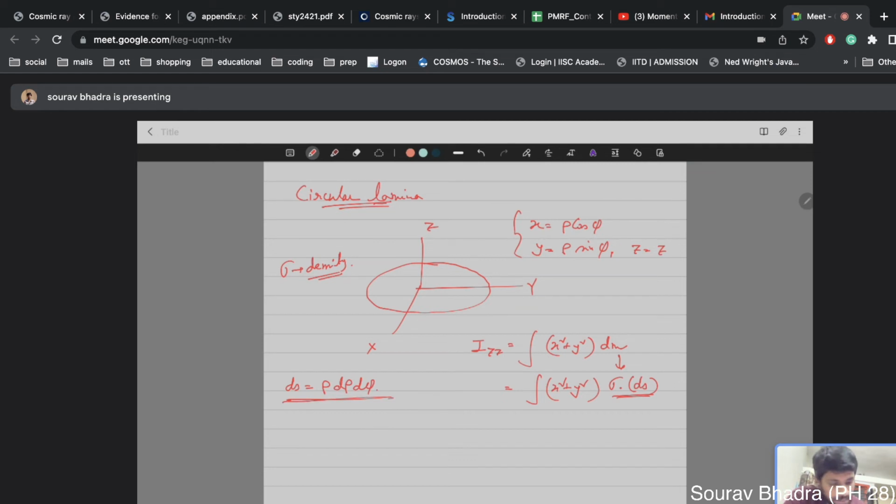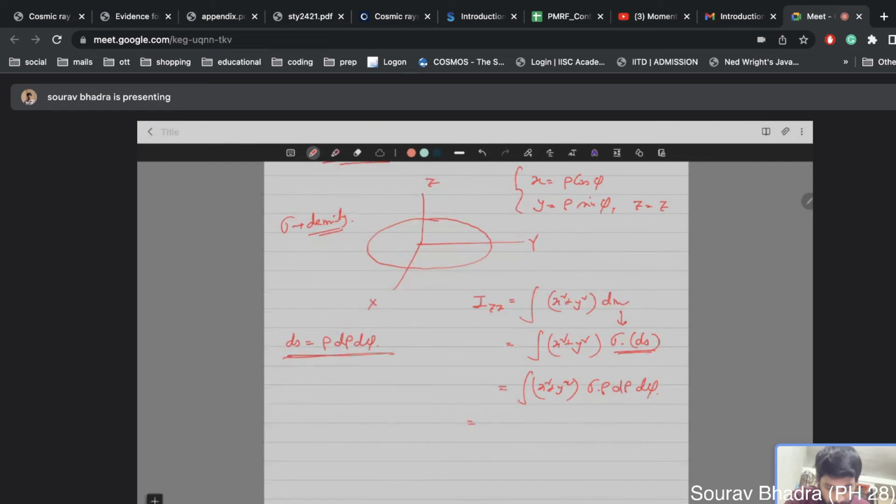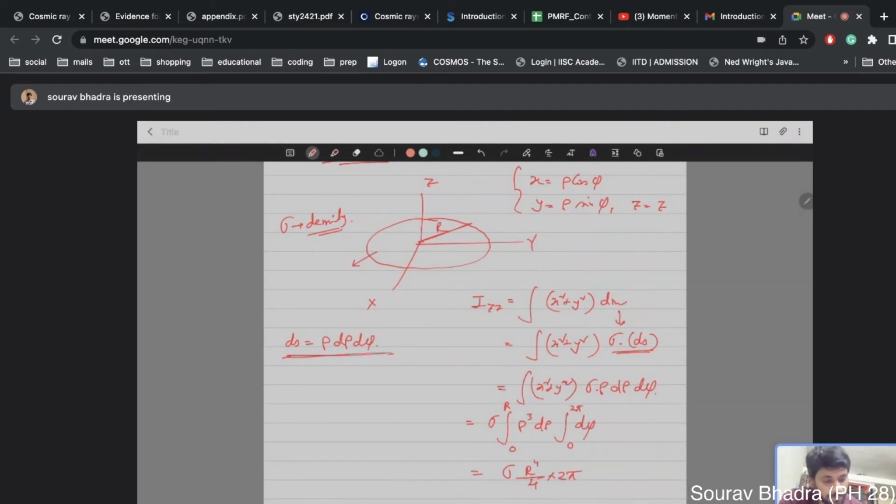So this is what will come in the integration: x square plus y square, sigma, rho d rho d phi. Now if you do the integration, it will be rho cube d rho d phi, with phi from 0 to 2 pi and rho from 0 to R, where we have taken the radius of the circle as R. Now if you calculate, this will give you R to the fourth by 4 times 2 pi. Now the total area of this particular body is pi capital R square, right?